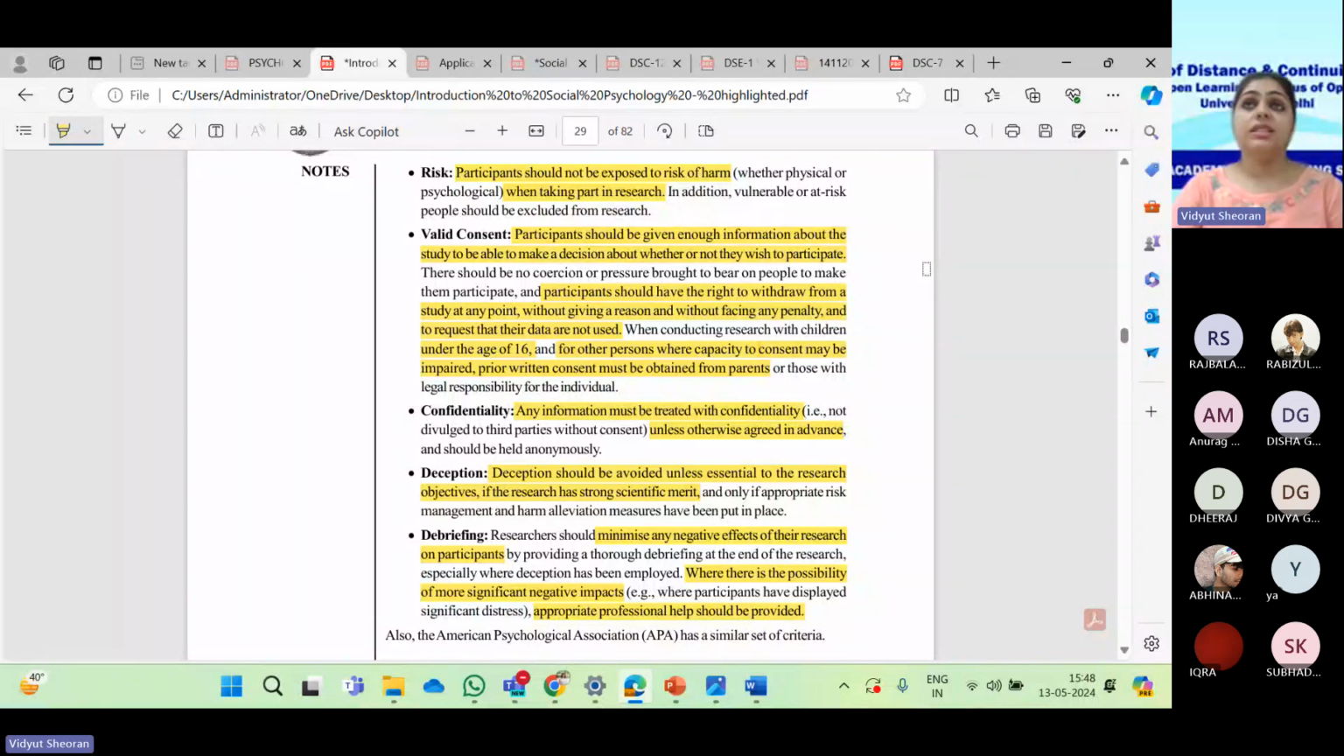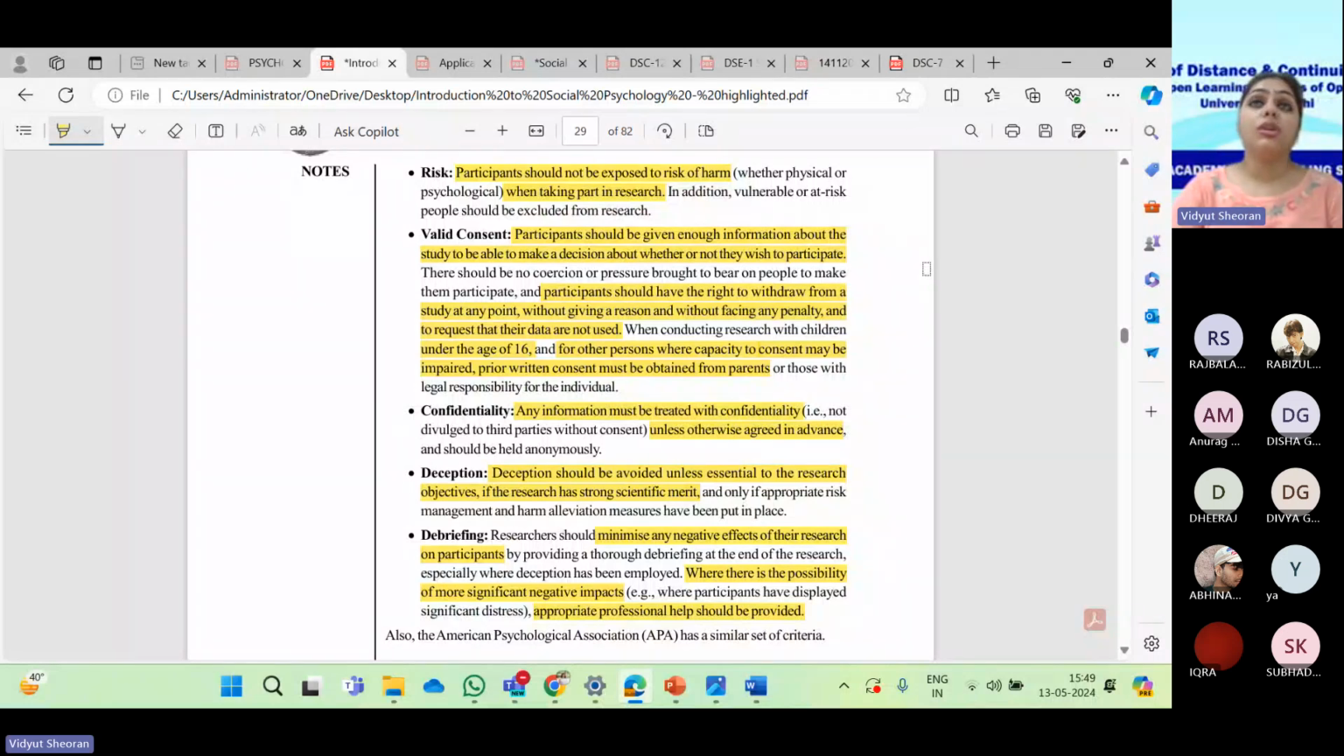Then comes deception. Deception actually is not ethical, but sometimes what happens is we don't tell the purpose of the research prior to collecting data. We first collect the data and then we tell the purpose, so that the participant doesn't feel deceived. धोखा नहीं होना चाहिए participant के साथ. चाहे आप रिसर्च का पर्पस पहले बताएं या बाद में बताएं, लेकिन बताना जरूरी होता है. रिसर्च का जो ऑब्जेक्टिव्स हैं, रिसर्च का कितना साइंटिफिक मेरिट है, कितना साइंटिफिक कॉन्टेक्स्ट है, ये सब बताना बहुत जरूरी होता है.